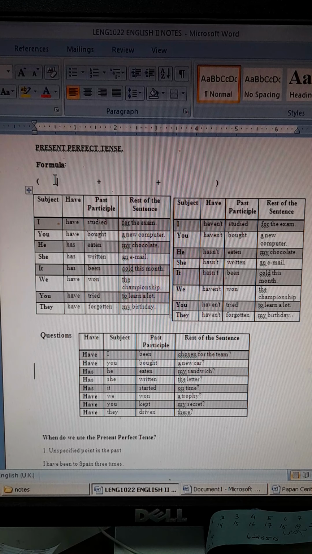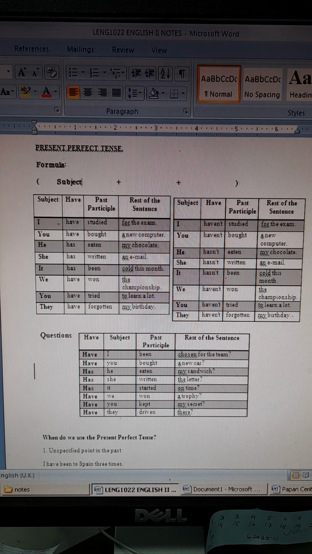Alright, back to your notes on page 16. The formula, I have to simplify it. In every sentence, as I said just now, we will have subjects, S-U-B-J-E-C-T. Okay, I'm sure you know what subjects are. We have two kinds: either you are talking about singular subjects or you are using plural subjects. You just have to know the subjects first, before you choose your own helping verb.